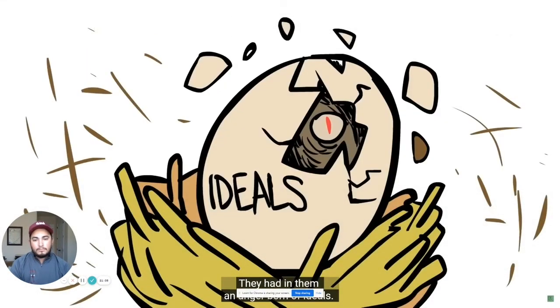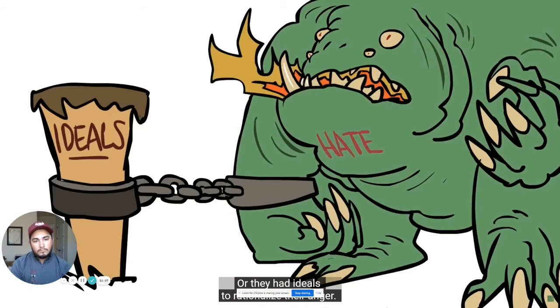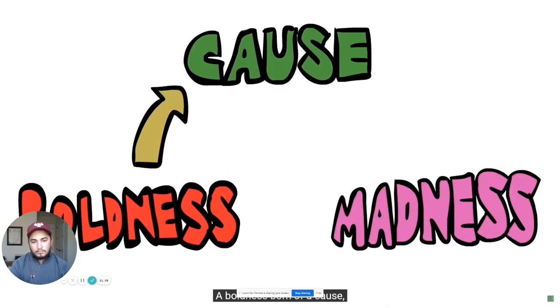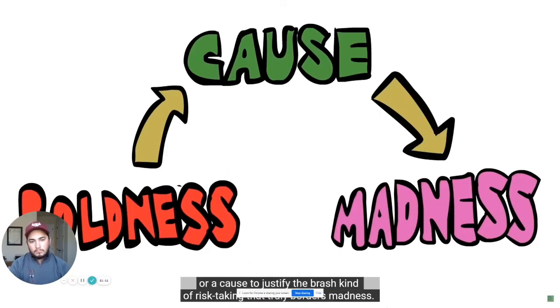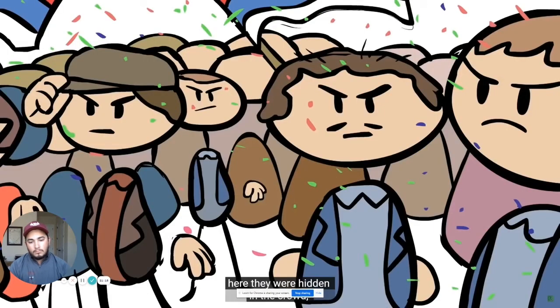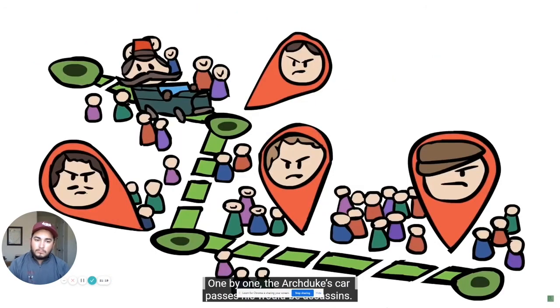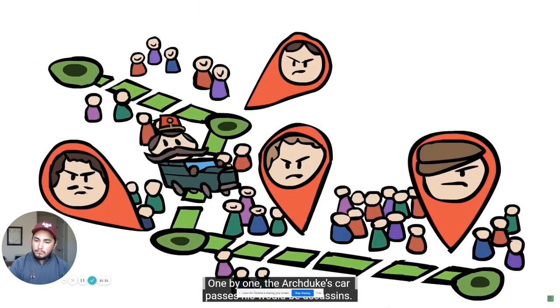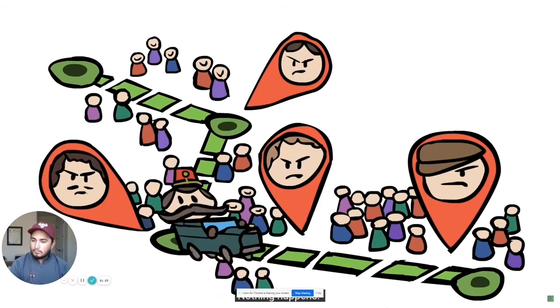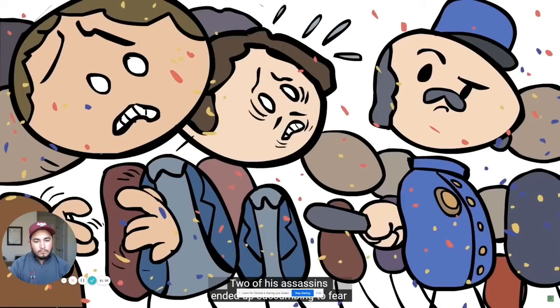They had in them an anger born of ideals, or they had ideals to rationalize their anger. A boldness born of a cause, or a cause to justify the brash kind of risk-taking that truly borders madness. But however you view them, here they were, hidden in the crowd, intent on killing the Archduke. One by one, the Archduke's car passes his would-be assassins. Nothing happens. No attempt on his life.